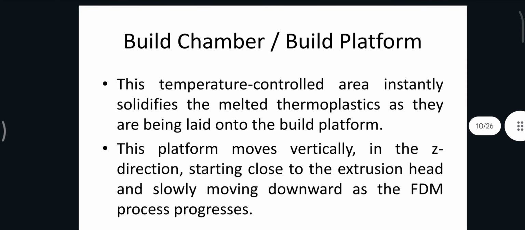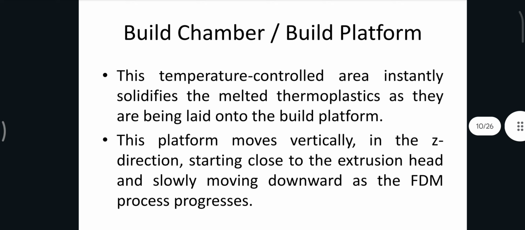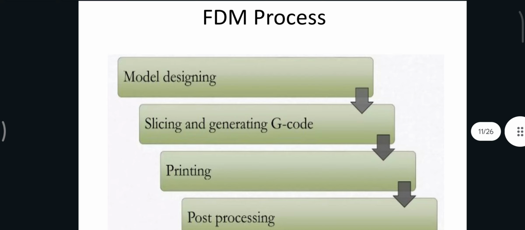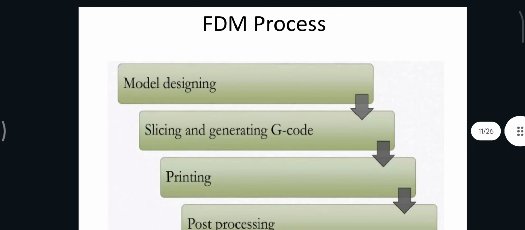Build chamber or build platform. The temperature controlled area instantly solidifies the melted thermoplastic as it is being laid onto the build platform. This platform moves vertically in the Z direction, starting close to the extrusion head and slowly moving downward as the FDM process progresses. FDM process explained with the block diagram.